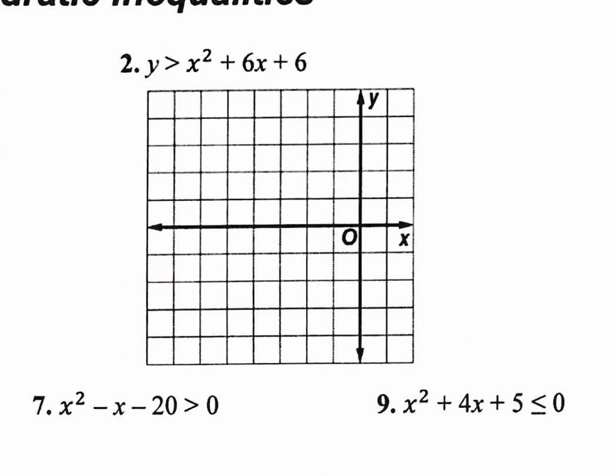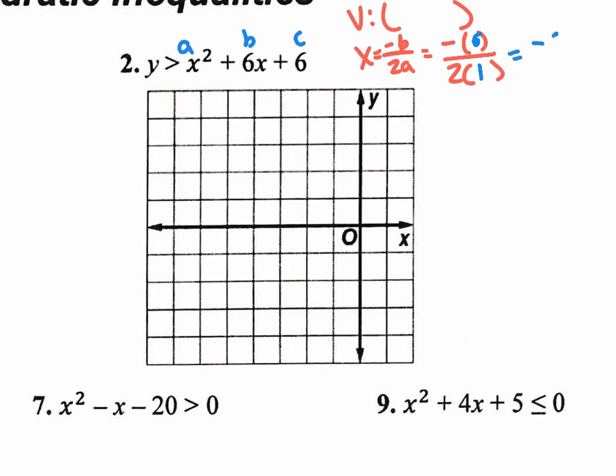So let's all take a look at number 2, since that was not on the notes. How do we do this? How do we start graphing this? Find the vertex. So everybody write down V, coordinate, formula, x equals negative b over 2 times a. Use parentheses, negative parenthesis over 2 times parenthesis. Your b value is 6, your a value is 1, your c value is 6. So plug in 6 for b, 1 for a. You end up with negative 6 over 2, which equals negative 3. So we have the x value of our vertex, negative 3.